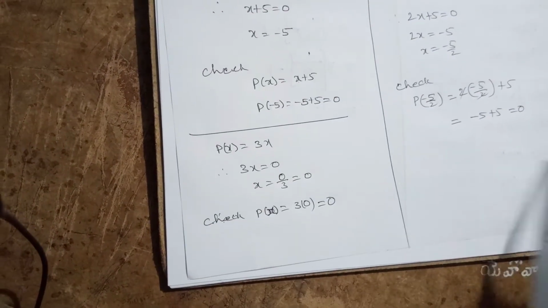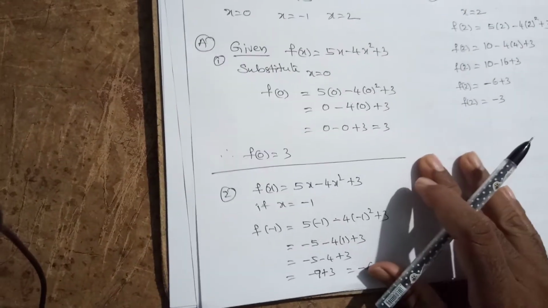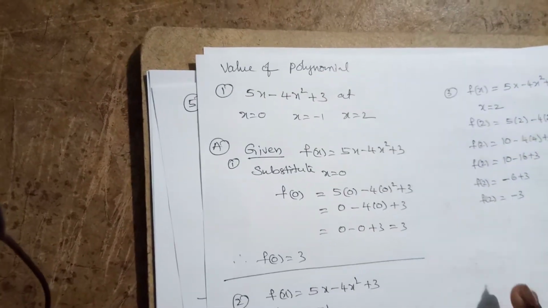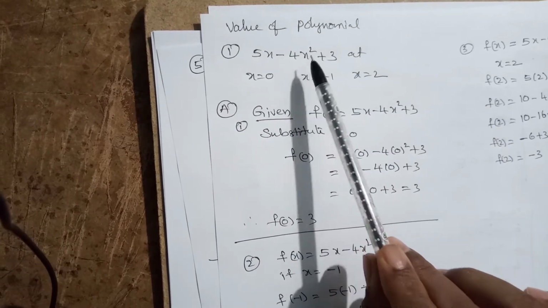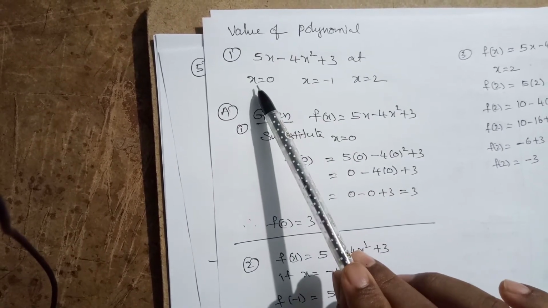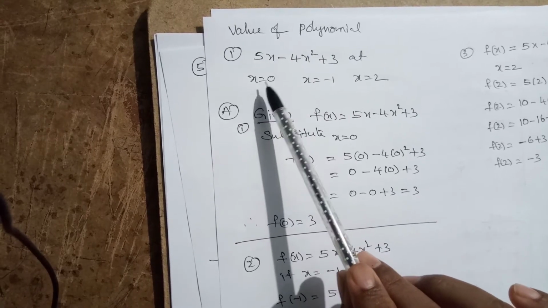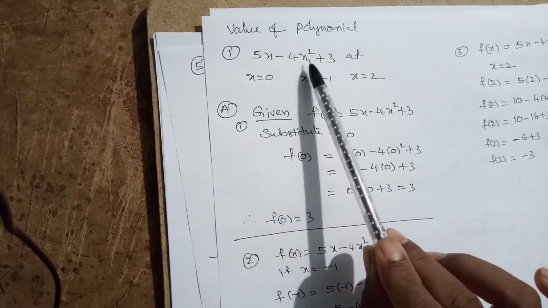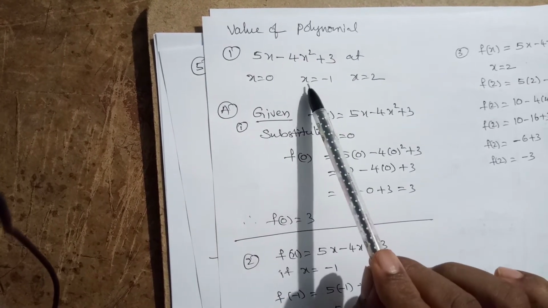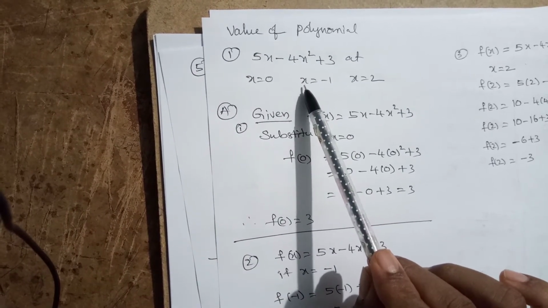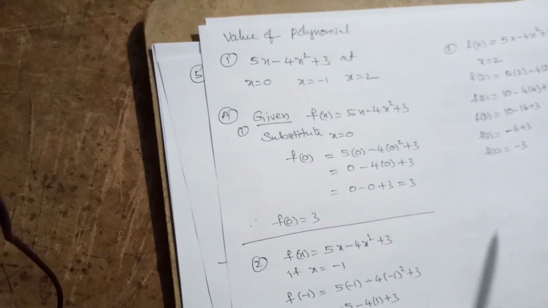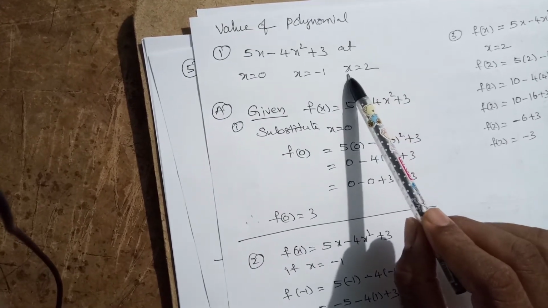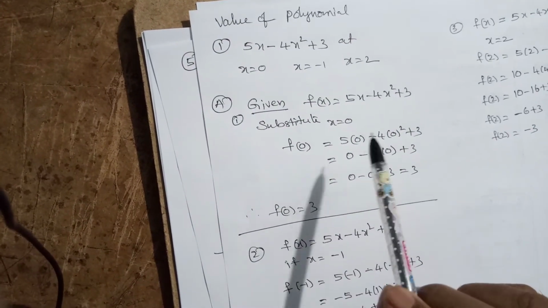Now let us see value of the polynomial. Here in this question, a polynomial will be given and they are asking what is the value at x is equal to 0 of this polynomial, and what is the value at x is equal to minus 1 of this polynomial, and what is the value at x is equal to 2 of this polynomial.